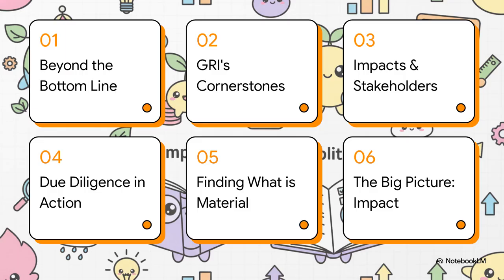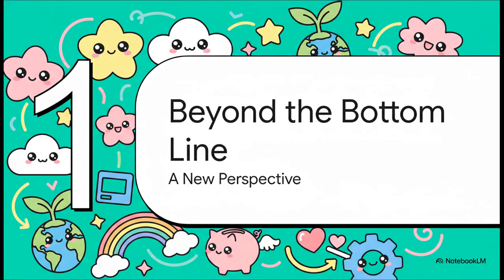So here's our roadmap. We'll start by looking beyond just the financial numbers. Then we'll dive into the four cornerstones of GRI reporting. We'll explore what impacts are and who they affect, get into the nitty-gritty of due diligence, and figure out how companies decide what's important enough to report. And finally, we'll tie it all together. All right, first up, beyond the bottom line.